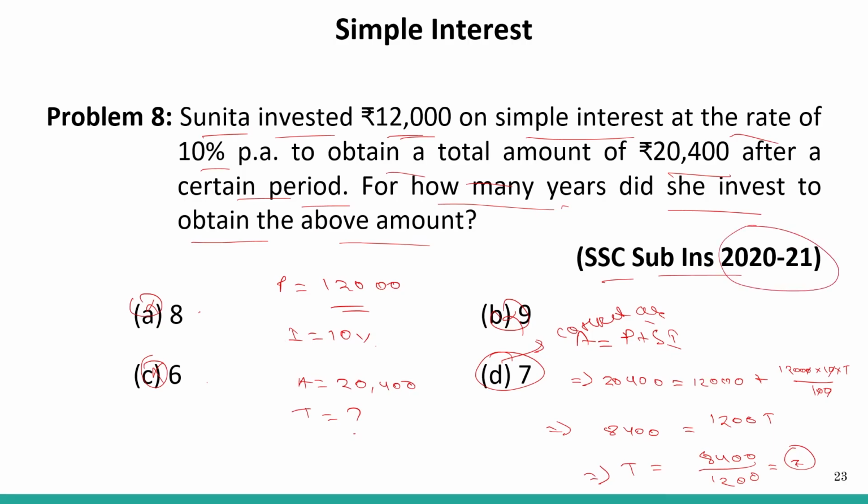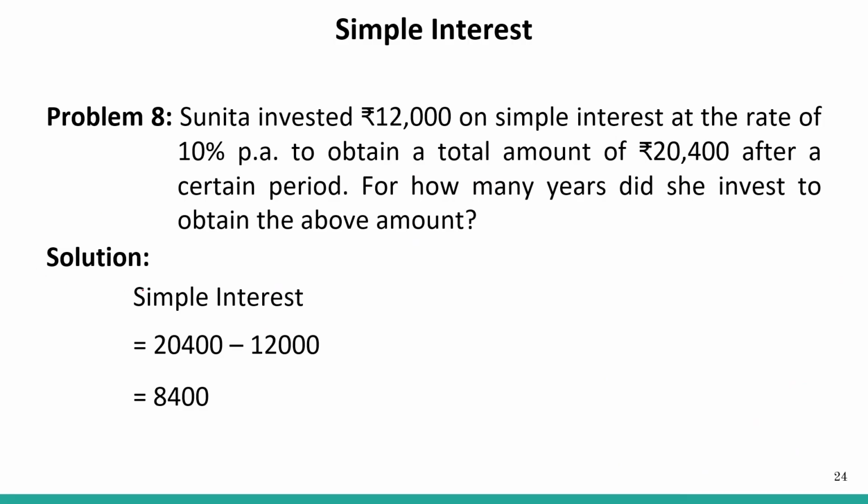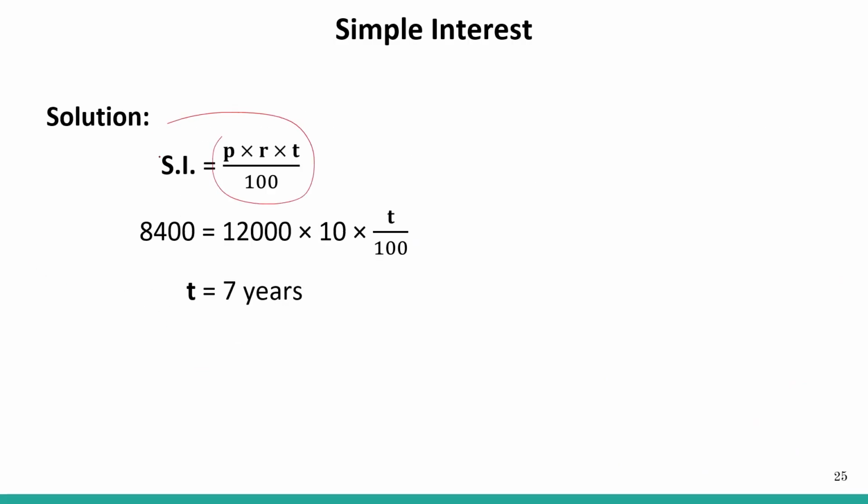Okay, so let's see the step-by-step solution. So simple interest is equal to this much. Using this formula, that is PRT by 100, because R is given in percentage here. So 12,000 into 10 into T by 100 gives T years is equal to 7 years. Okay, so this will be the correct answer.